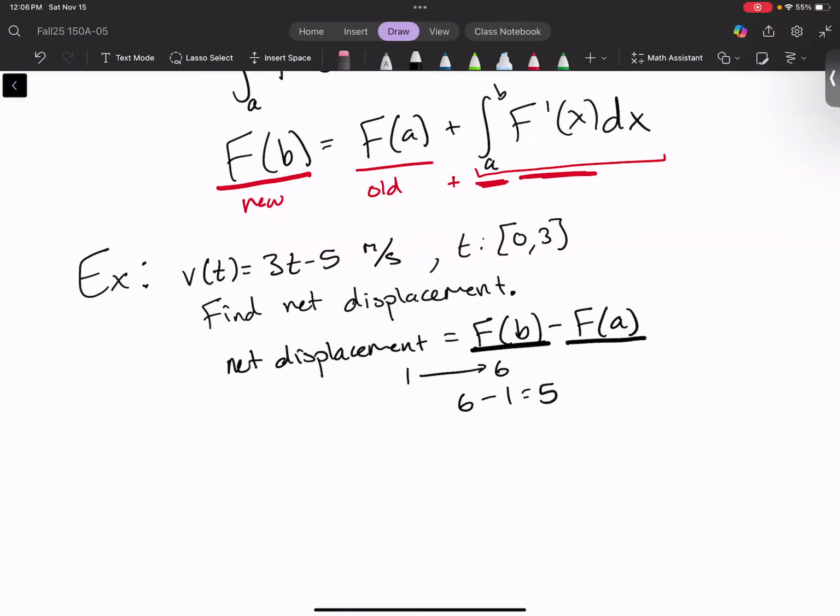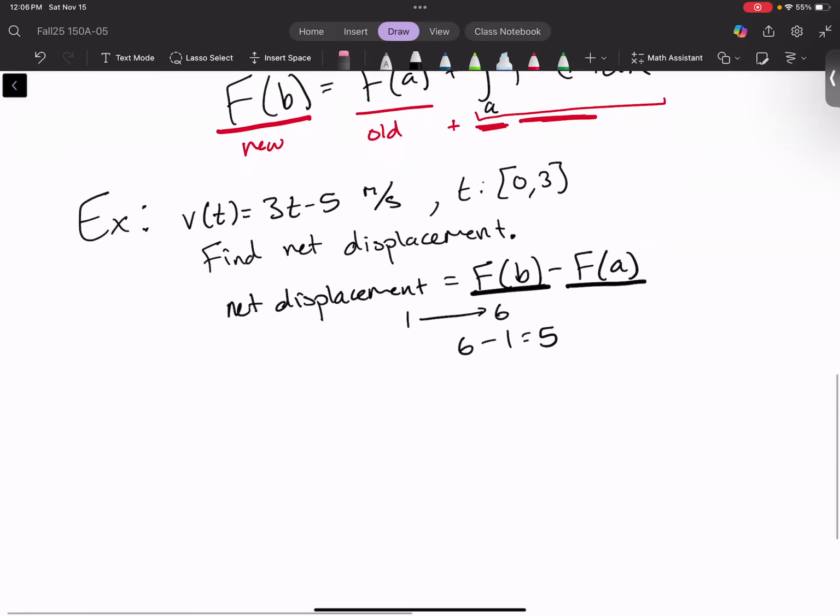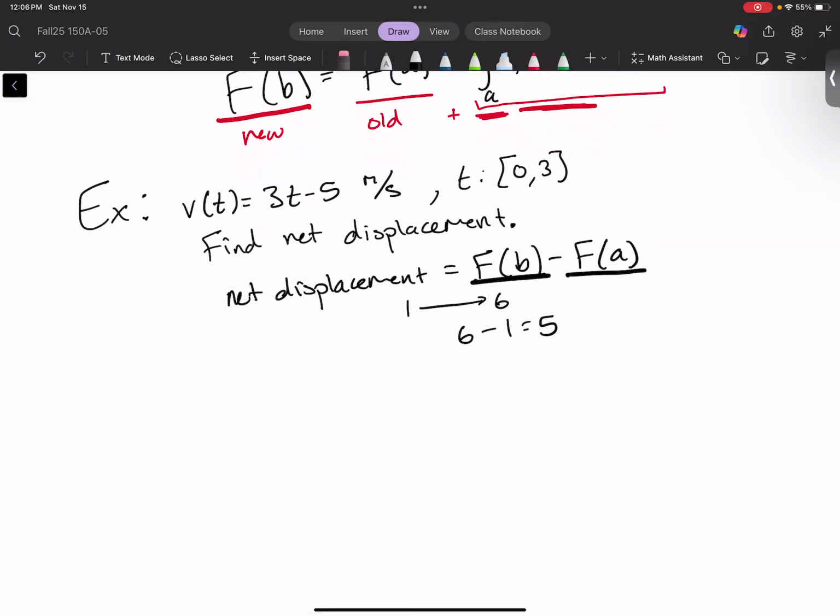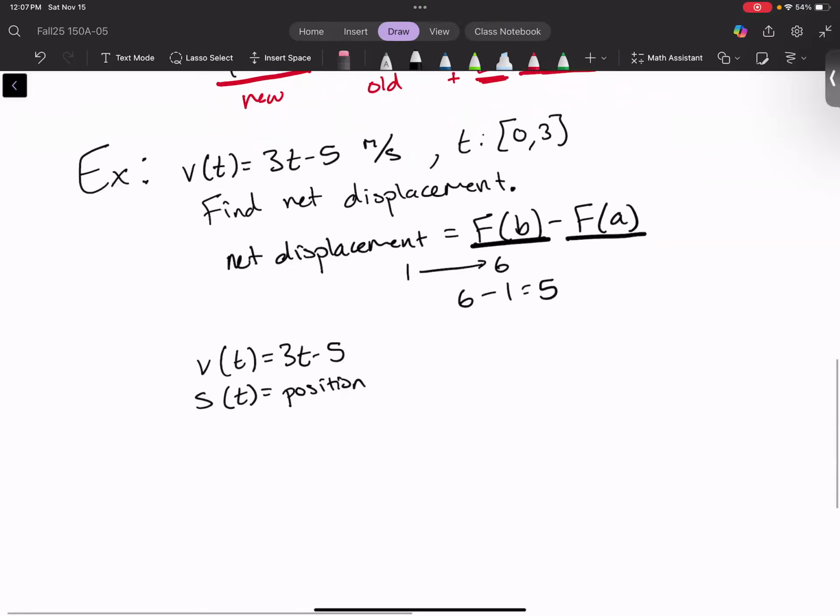But you notice we're talking about velocity and position here. So let's actually use those function letters. We have v of t equals 3t minus 5, and s of t, that's my position. Well, that means my displacement for our problem is going to equal s of 3 minus s of 0, my position at time equals 3 minus my position at time equals 0.